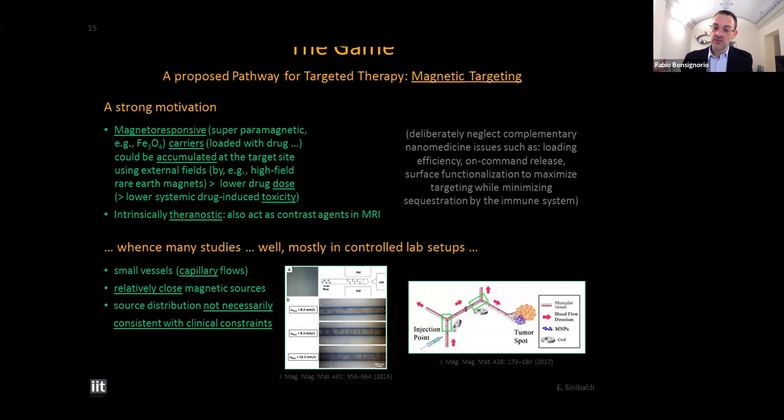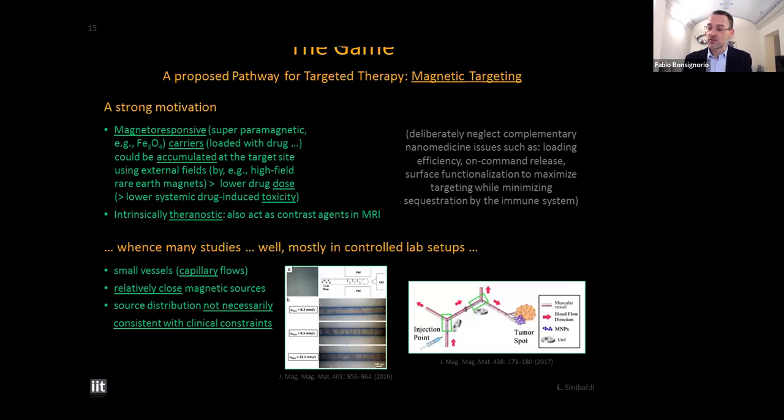The idea is to use external magnets or currents to accumulate the drug carriers at the target site in such a way as to reduce the dose and reduce the toxicity induced by systemic injection. Moreover, you can also image the system by using magnetic resonance imaging systems. So it's very nice because they can perform simultaneously as diagnostic and therapeutic agents, so theranostic in a sense. That's why many groups have been studying those systems for a while now.